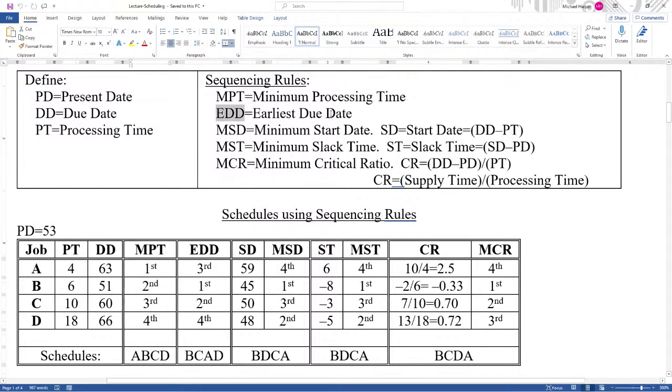The second is the earliest due date. Along with the processing times, each job also comes with a due date. So let's assume these due dates are dates, but they're numbers, and these dates are from a Julian calendar.